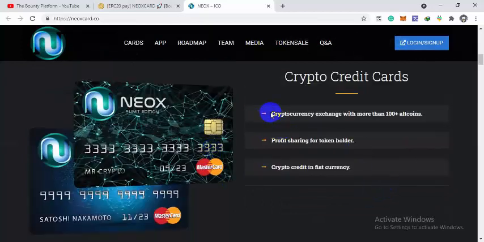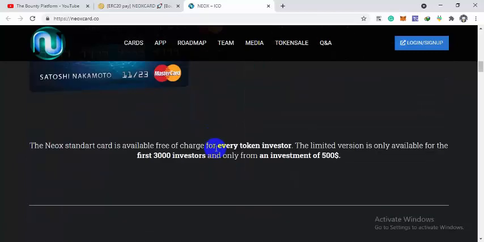You can exchange cryptocurrency with more than 100 altcoins, profit sharing for token holders, and a crypto credit card in fiat currency. So the benefits of crypto credit cards are like, you can exchange any token to any other altcoin. Also, you hold the tokens and you will earn rewards and crypto credit in fiat currency. You can simply put your credit card in any ATM and get fiat currency against your coins.